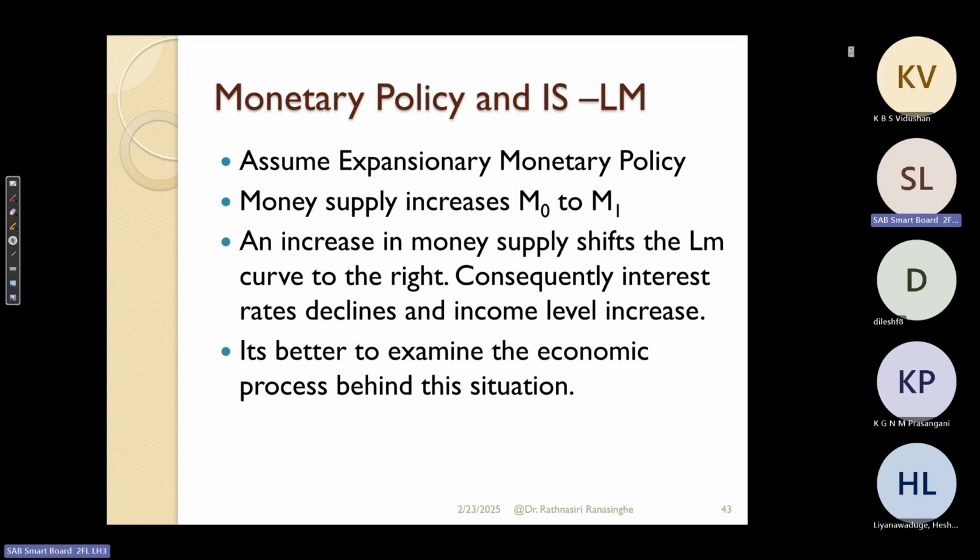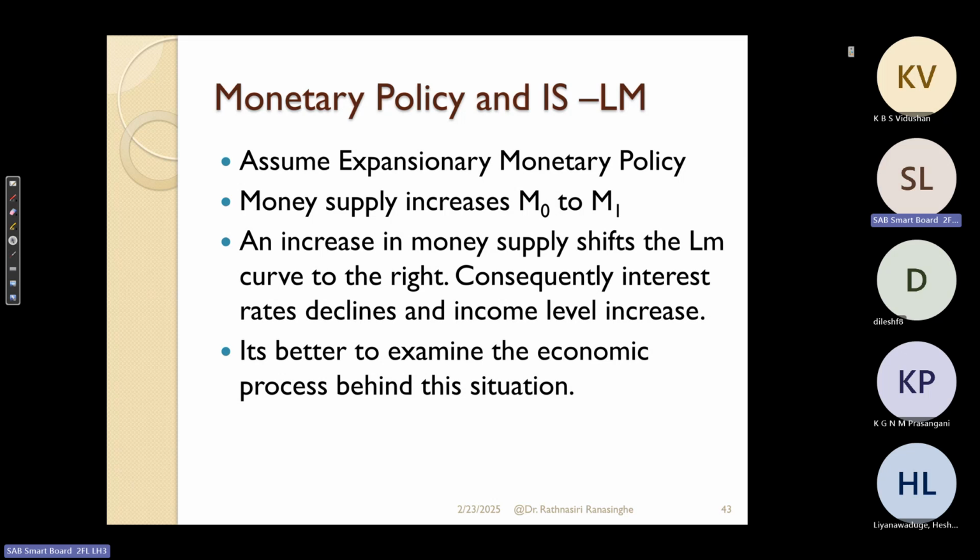Now the monetary policy. Here we take, as you mentioned, an expansion in monetary policy. The central bank increases the money supply. Earlier we assumed in the money market that the money supply curve is vertical, determined by the central bank. Now the central bank changes the money stock, then changes the money supply. So what is the impact?